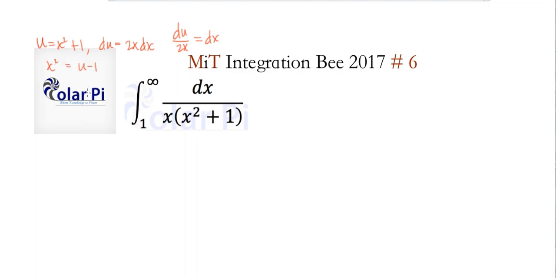Okay, cool. Now, notice that as x goes to infinity, u goes to infinity. So that means that for this lower limit, since u is equal to x squared plus 1, it will be 1 squared plus 1, or 2. This lower limit will change to 2. But for the upper limit, since as x goes to infinity, u goes to infinity, for proper grammar's sake we can just say this is b, and say the limit as b goes to infinity in front of the integral. Again, the lower limit changes to 2.